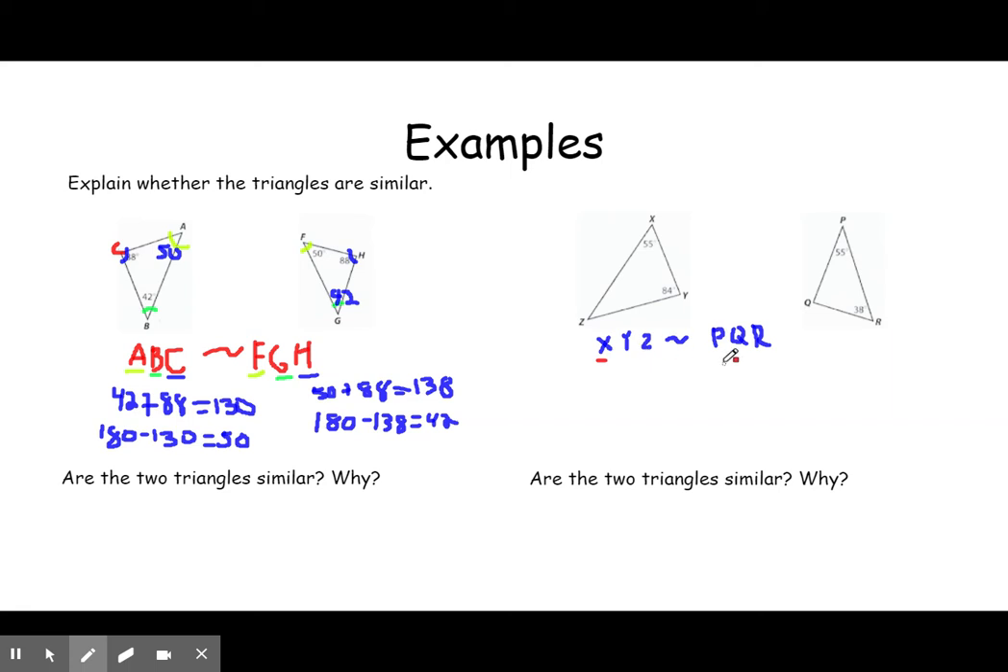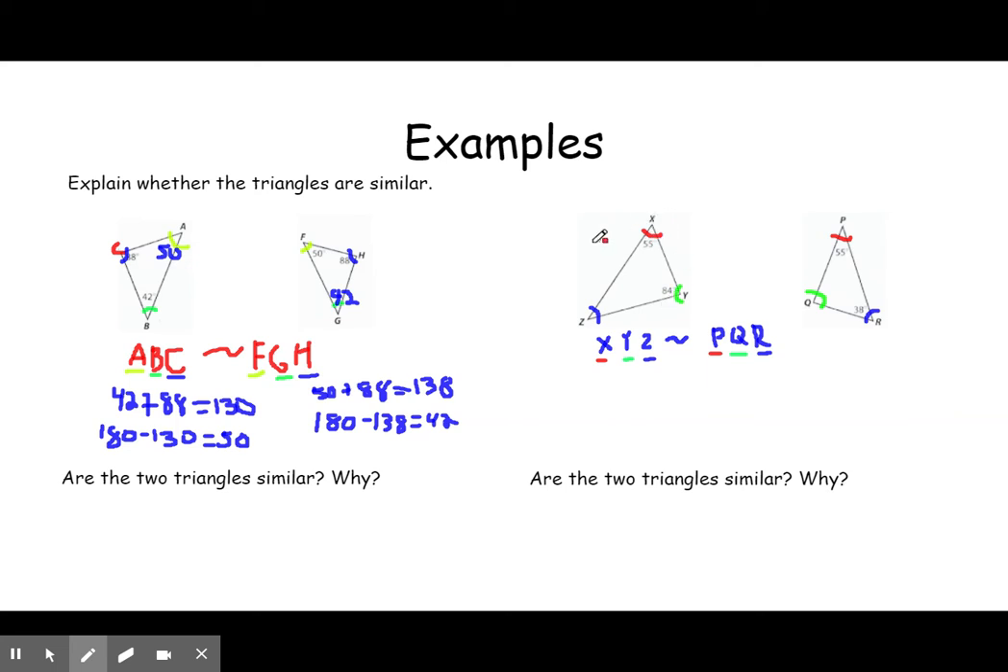So angle X is going to correspond to angle P. Again, I'm just looking at my similarity statement. First letter, they correspond. All right. Second letter, they correspond. All right. And then third letter and third letter. All right. And here, let's mark them up. So Z and R are blue, Y and Q are green, and X and P are red. All right, so now let's do our math.